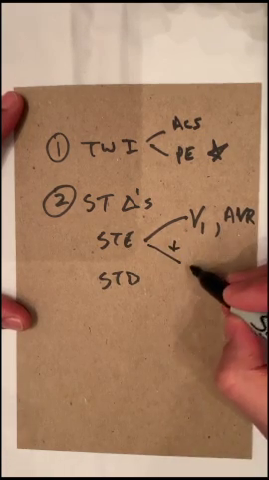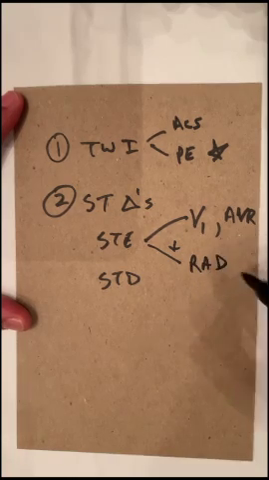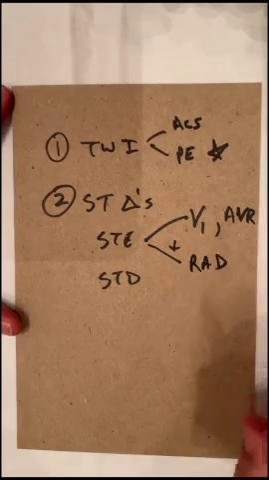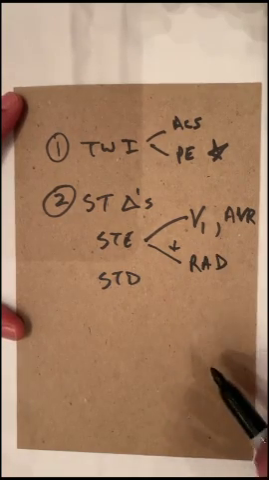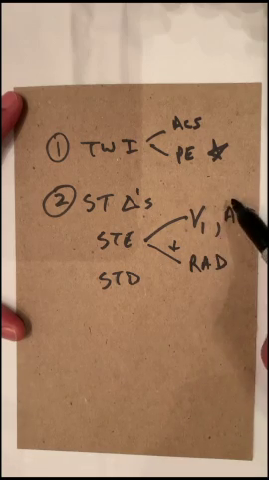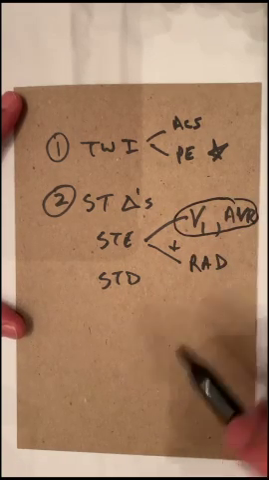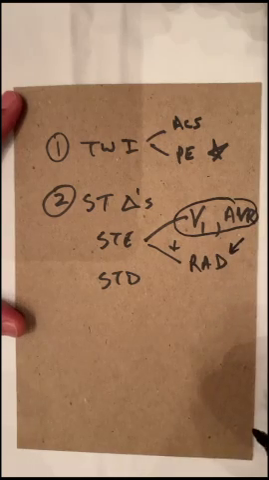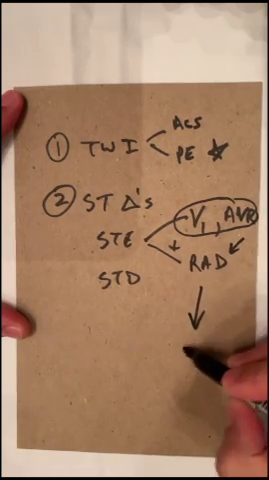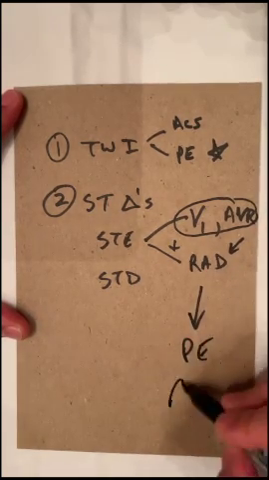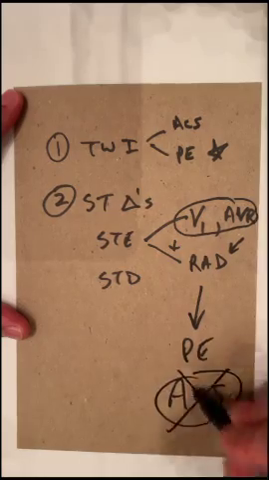If you also see right axis deviation, then that almost nails your diagnosis of PE. So if you ever are looking at an EKG and saying, you know, this kind of looks like a septal STEMI, there's ST elevation V1 and AVR, and then you notice that there's right axis deviation, that equals PE as far as I'm concerned, and it's not acute coronary syndrome.